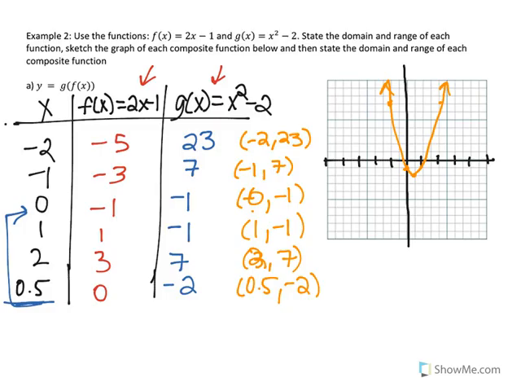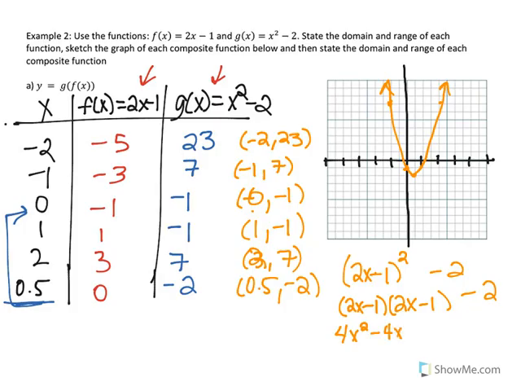So we're going to plug in f of x into g of x. So we have 2x minus 1 squared minus 2, which is the same as 2x minus 1 times 2x minus 1, subtract 2, which is 4x squared minus 2x, so minus 4x, plus 1 minus 2. So we have 4x squared minus 4x minus 1.